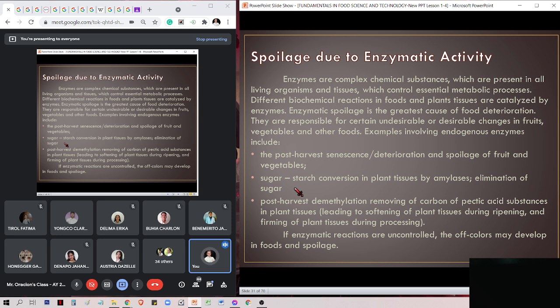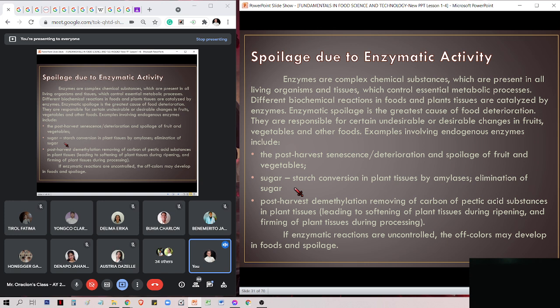Spoilage. Okay, spoilage due to enzymatic activity. So enzymatic activity, this is the chemical reaction. Okay, so enzymes are complex chemical substance which are present in all living organisms and tissues, which control essential metabolic process. So different biochemical reactions in food and plants tissues are catalyzed by enzymes. So there is a chemical reaction. So enzymatic spoilage. Okay, so enzymatic spoilage is the greatest cause of food deterioration.